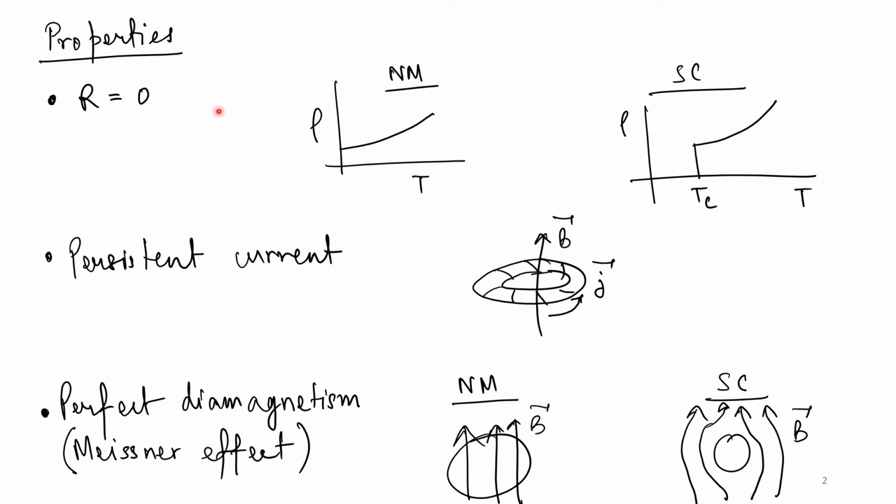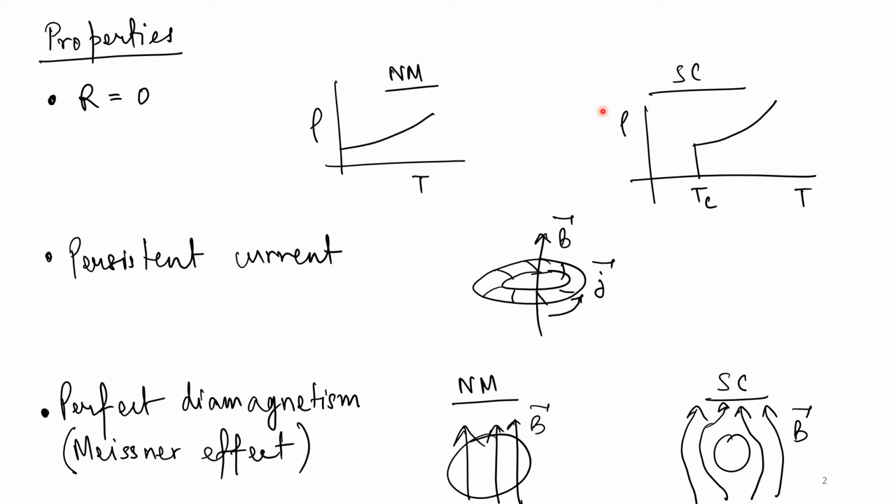So the first, of course, is the zero resistivity. If I take a normal metal, I know that resistivity typically in a metal increases with temperature, because the higher the temperature, the more scattering will happen, right? In a superconductor, in the normal state, of course, it also does the same thing, but at some temperature called the critical temperature, denoted by Tc, the resistivity suddenly drops to zero and then stays zero. This is the hallmark of a superconductor.